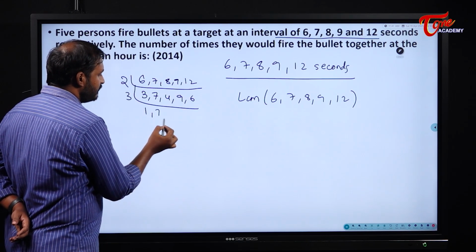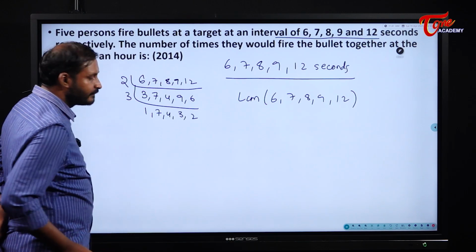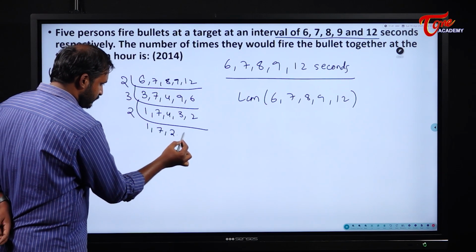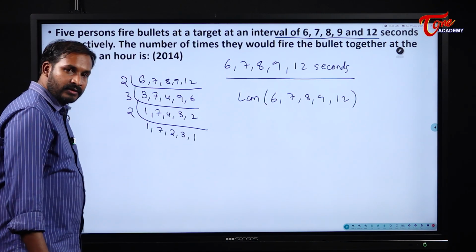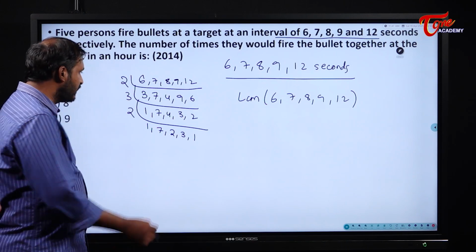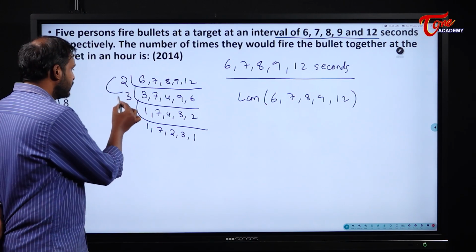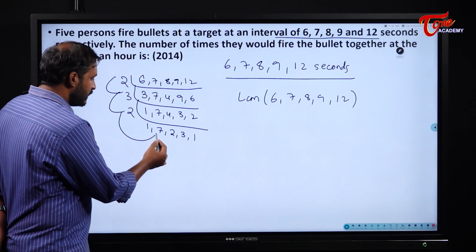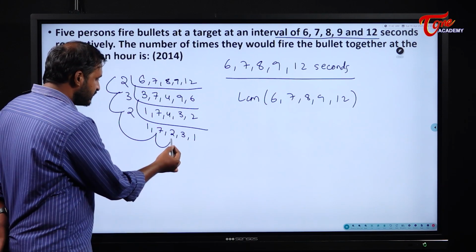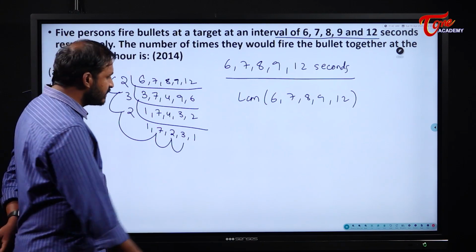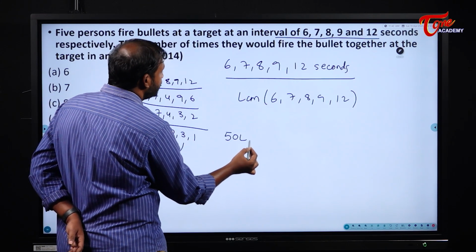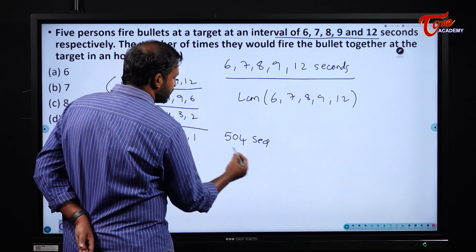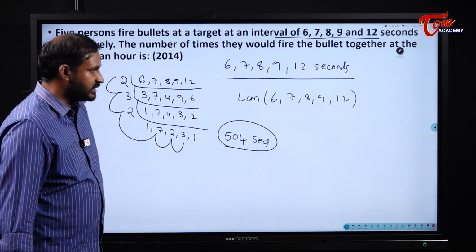3 1s are 3, 7, 4, 3 and 2. Right, next in 2 table: 2 1s are 2, 7, 2, 3 and 1. Now we are left with only prime numbers here, right? So now multiply it. 2 3s are 6, 6 2s are 12, 12 7s are 84, 84 2s are 168, 168 3s are, what will you get here? 504. That means they all will fire together once for every 504 seconds.